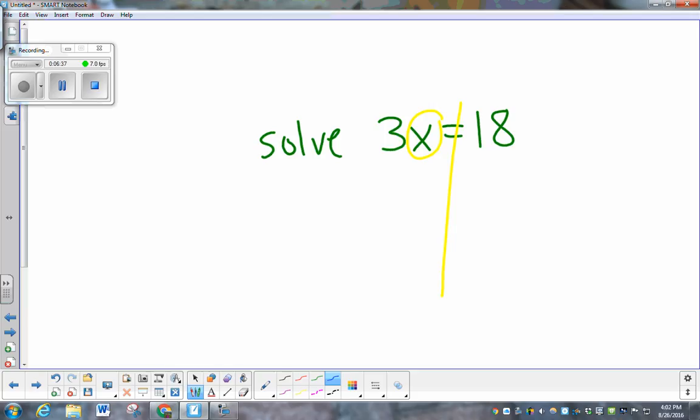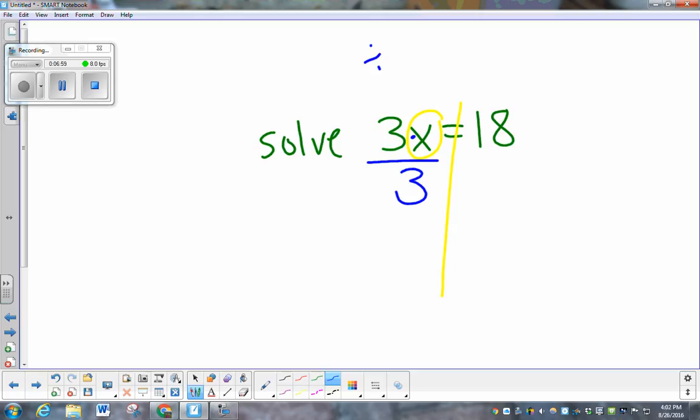We need to undo this 3 being multiplied to the x, because that x does not like that 3 being there. So to undo that, well, the inverse operation of multiplying is dividing. So we like to do the division with this line, kind of like a fraction, and not the division sign like that. We don't want to use that in this case. This just keeps it a little neater if we do it this way.